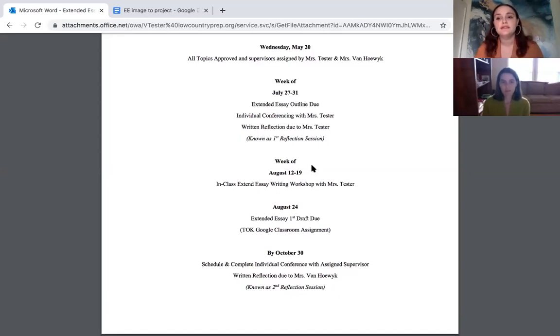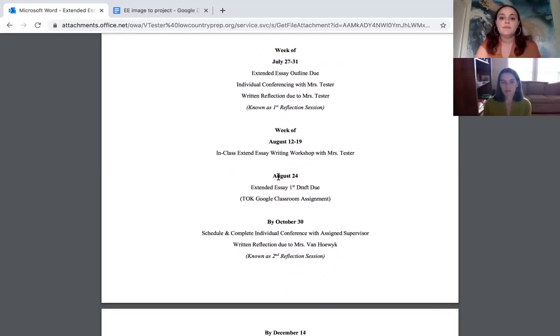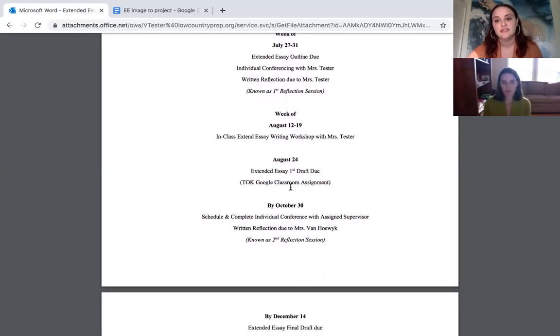Again, it's 4,000 words, so this is pretty significant, and we want to get the process started as quickly as possible. So by August 24th, your first draft is due. That's not your first paragraph, that's not your first page, that's 4,000 words submitted, and that will be submitted to Mrs. Van Hoewyk through the TOK classroom. So she'll be sure that you have submitted that first draft.